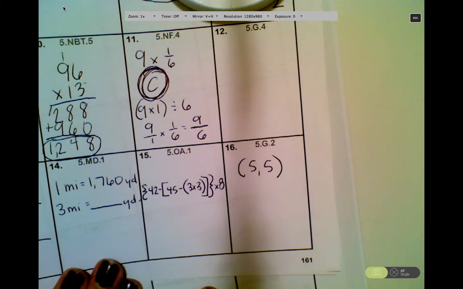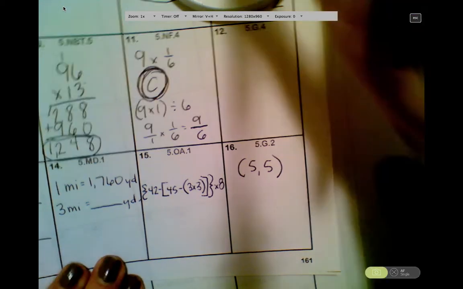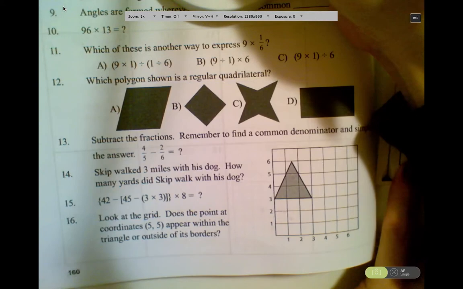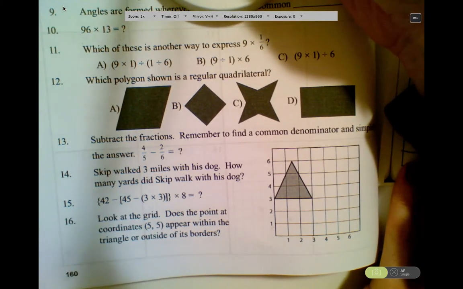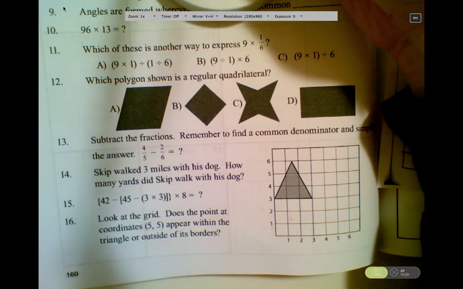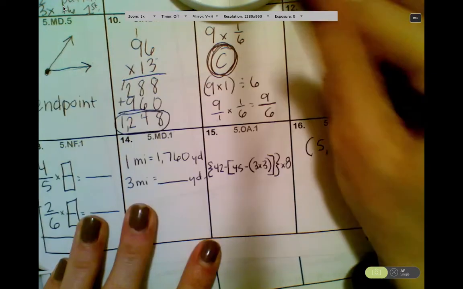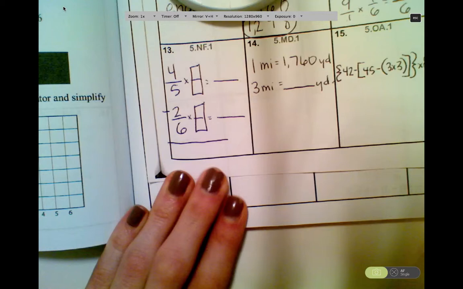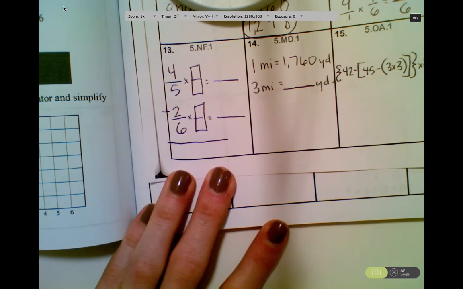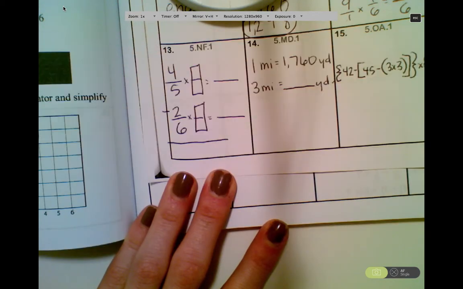Number 12, which polygon shown is regular? Now let's remember, a regular quadrilateral has the same angles, degrees, and the same side lengths. So obviously B is your best choice. Number 12 is B. Number 13, subtract the fractions. Remember to find a common denominator and simplify your answer.